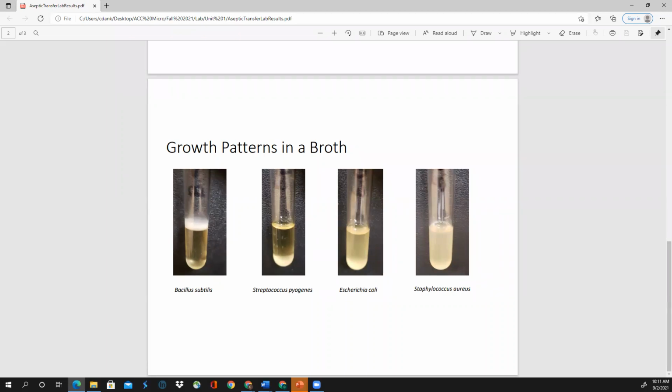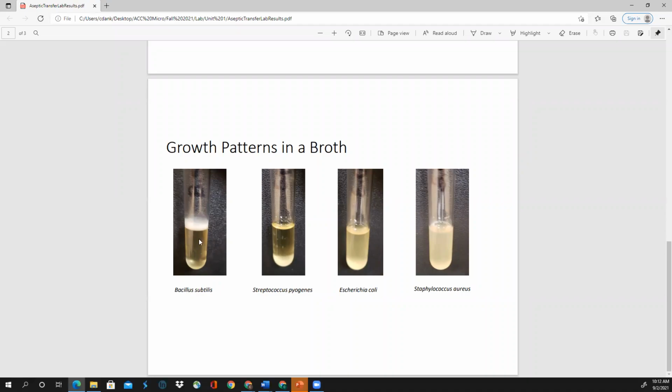All right, if you need more time, push pause, because you definitely want to make sure you understand these terms on your own. So with Bacillus subtilis, notice that the growth is at the top of the test tube. Okay, so that is pellicle. For Streptococcus pyogenes, the growth is at the bottom of the tube, so that's going to be sediment. And then for both E. coli and Staphylococcus aureus, there's growth throughout the tube, so those are going to be turbid throughout.